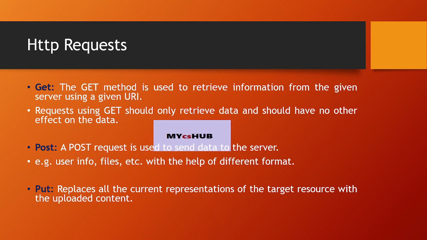So let me explain the first one, and this is GET. The GET method is used to retrieve information from the given server using a URI. Requests using GET should only retrieve data and should have no other effect on the data. So while testing the API with the GET request method, you should make sure it will not make any changes on the data. It should only bring data from the server.